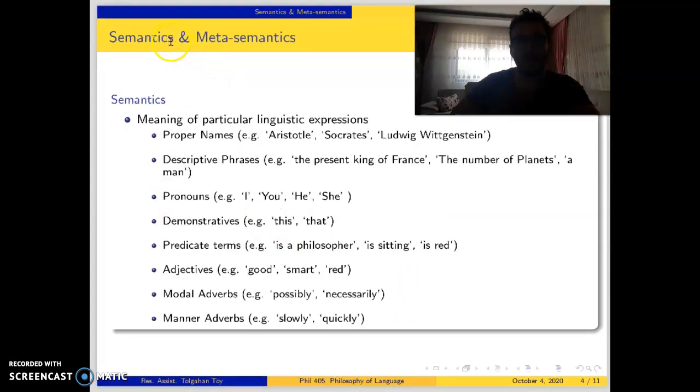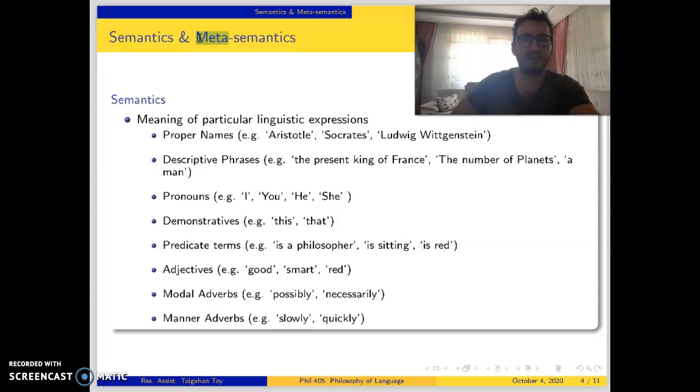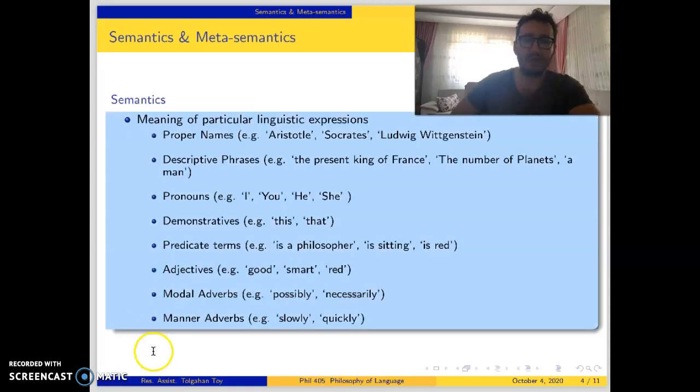There is also this semantics and metasemantics distinction. Semantics is about the meaning of expressions, and metasemantics, as you remember this prefix meta from your other courses, metaphysics, meta-epistemology, meta-ontology, or meta-philosophy, is about semantics. Metasemantics is about meaning itself rather than the meaning of particular linguistic expressions. So in semantics, we are interested in the meaning of particular linguistic expressions like proper names, descriptive phrases, pronouns, demonstratives, predicate terms, adjectives, modal adverbs, and manner adverbs.